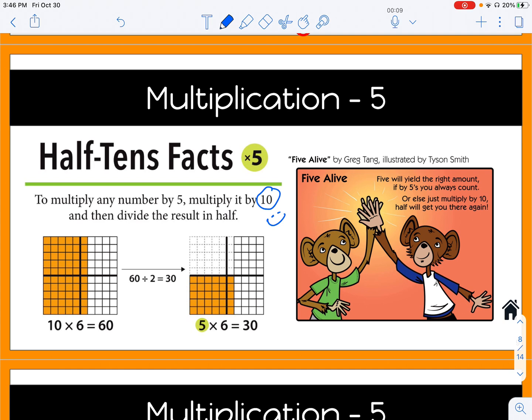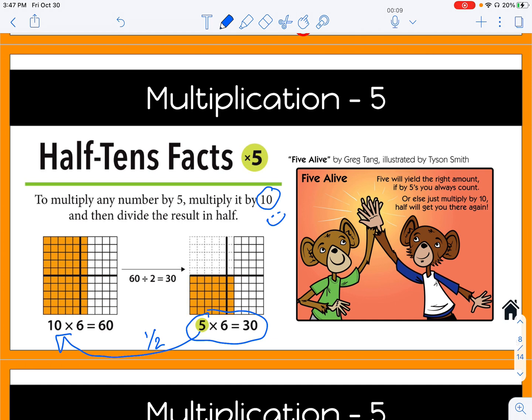We can multiply by that number and then divide it by 2. So let's say your teacher gave you 5 times 6, and you're like, oh my goodness, I don't know 5 times 6. I don't know my fives. Well, you kind of do. Instead of 5, you can think of 10. I know my tens so well, so 10 times 6 is 60. And 5 is half of 10, so I'm going to take my 60 and divide it by 2.